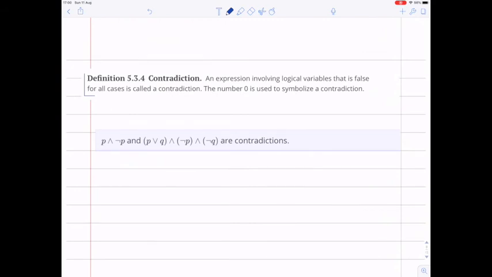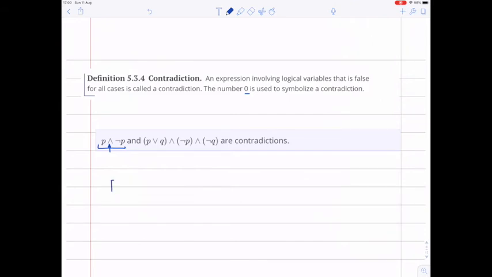In contrast to a tautology, we have the idea of a contradiction, which is something that is false for all cases. And we often use the number 0 to symbolize a contradiction. So, for example, we could have a look at P and not P and check that that's a contradiction.